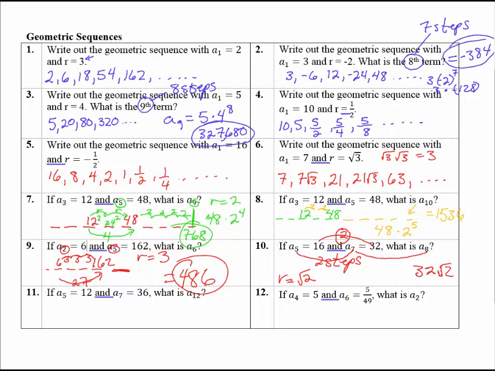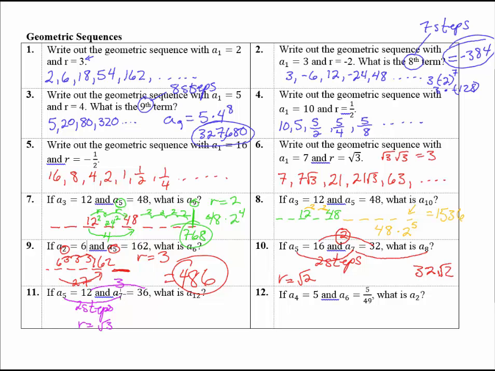Good. And the last row down here, 11. A5 is 12, and A7 is 36. So that's 2 steps to get from A5 to A7, and this is a factor of 3. So that means the common ratio had to be the square root of 3. So square root of 3 times square root of 3 gives you 3.